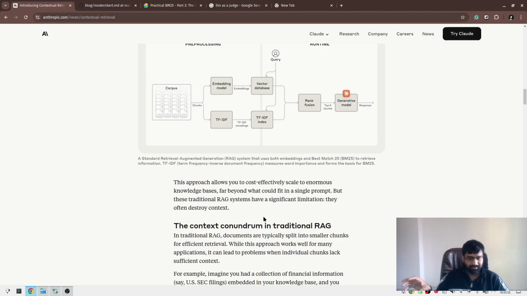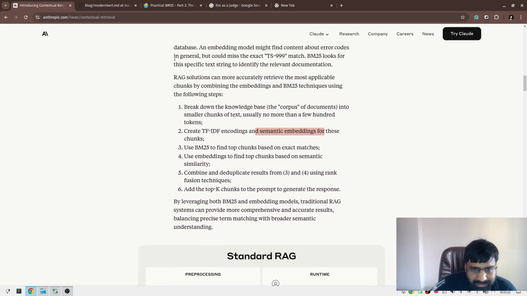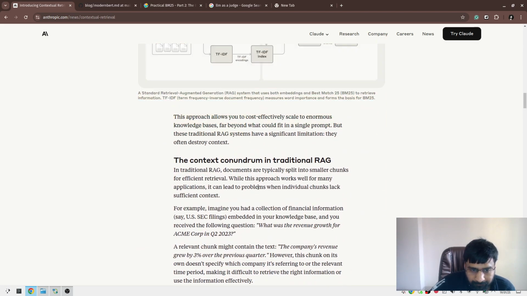One is the semantic meaning of the sentence or query that you are giving to the RAG, and another thing is exact keyword match, and you can do both types of query and then combine the results, and then when you have combined results, you can feed it into the LLM, right? So this is the first strategy that they have discussed over here.